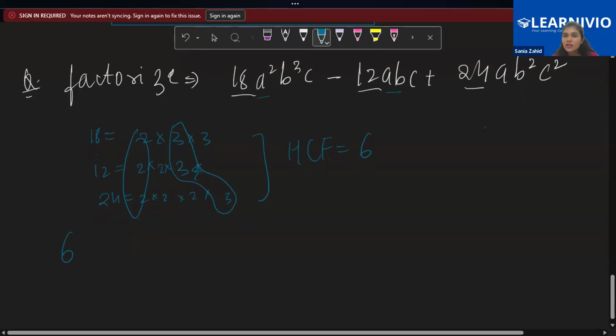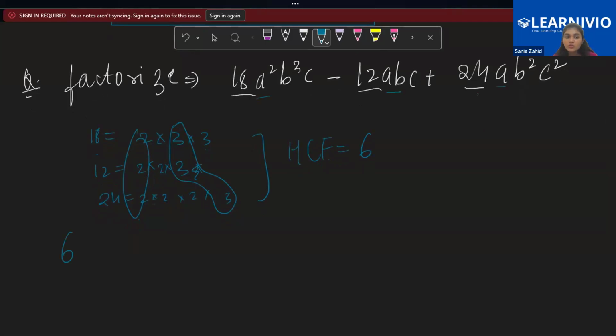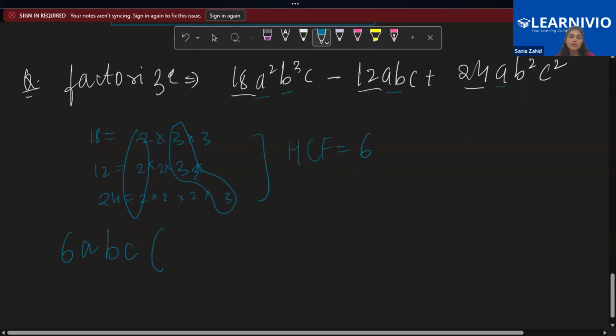Now a square, a and a. Which is the smallest power? A is the smallest power, a to the power 1. So you write down the smallest power outside the bracket. Now you have b cube, b and b square. Which is the smallest power? B. So you write b outside the bracket. Then c and c square. So c is the smallest power. So write c outside the bracket.